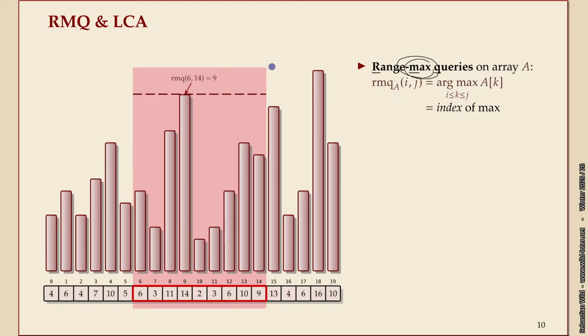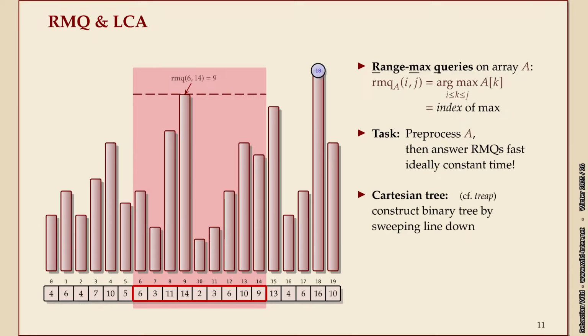Then again, the picture is you take this bar and let it fall down until it hits the first pole, and that's your maximum, obviously. And the position where it hits that is the range max. Same definition, just explained visually.